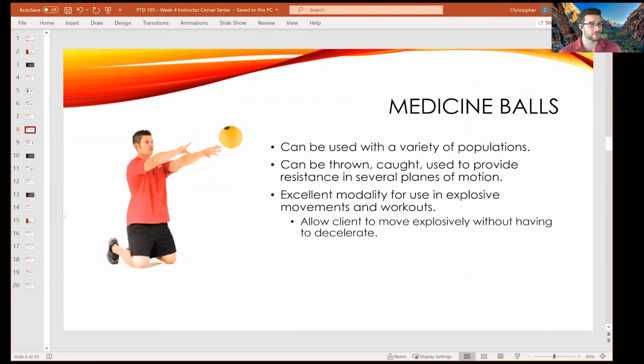Medicine balls are another great modality you can use with a variety of populations, particularly in the power phase of training. But medicine balls can be used throughout any of our stages, and they can be used in several planes of motion that make them really versatile and help us train in a variety of fashions that we cannot do with other types of equipment.